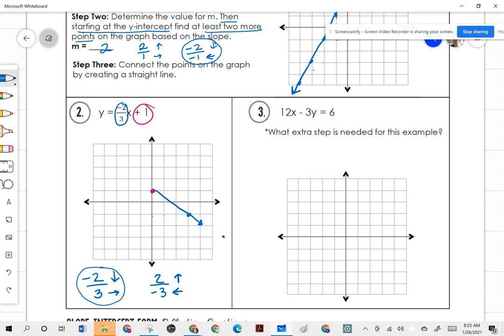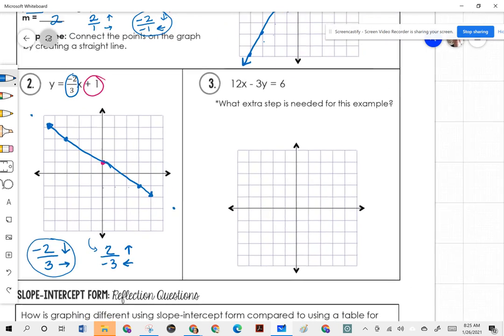All right, so now what I'm going to do is go up. I'm going to go this one, up 2, left 3, up 2, left 3. I'm already off the graph, so I just need to continue with my arrow.